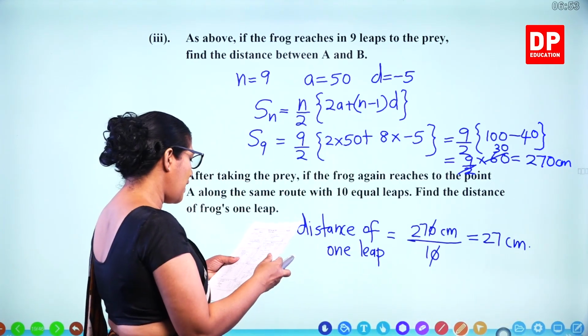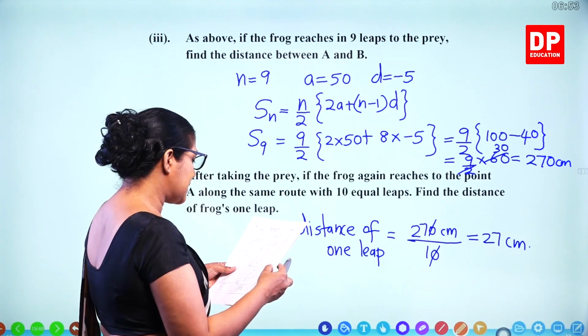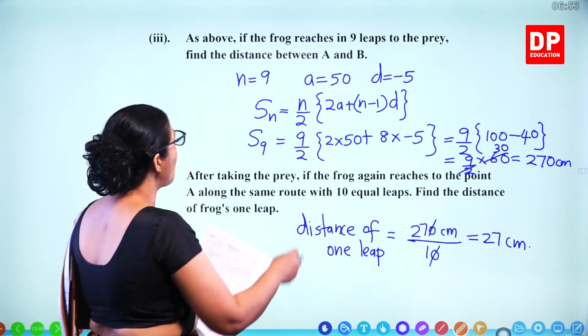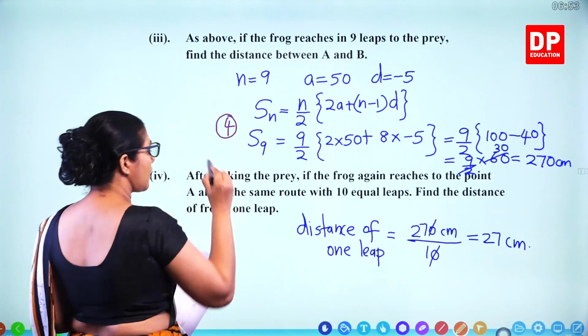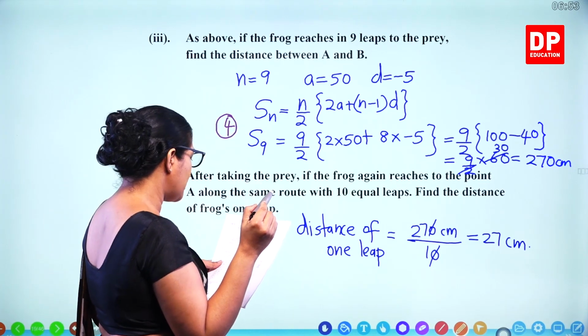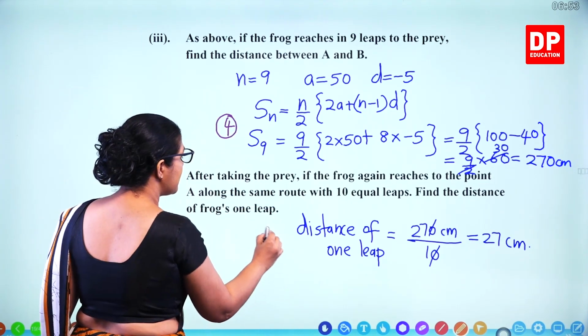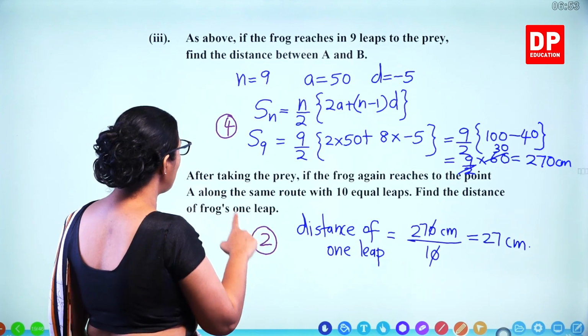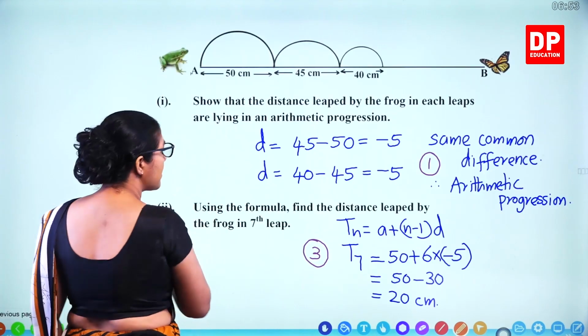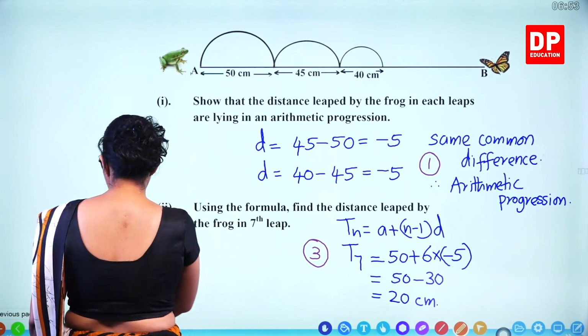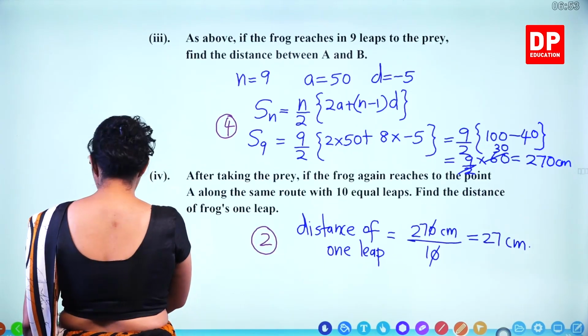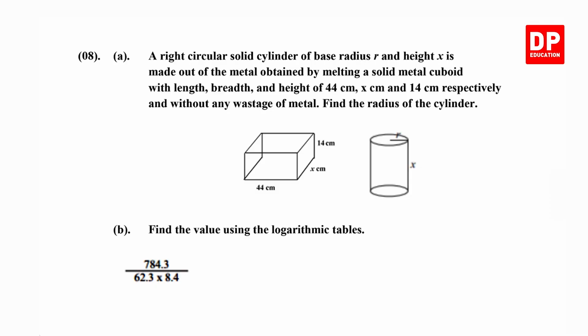How many marks for that? So finding S9, you are getting 4 marks. And the last part, you get 2. So let's see how many marks altogether. 4 plus 2, 6, and 4, 10 marks for that question. So let's take the next one, the 8th one.